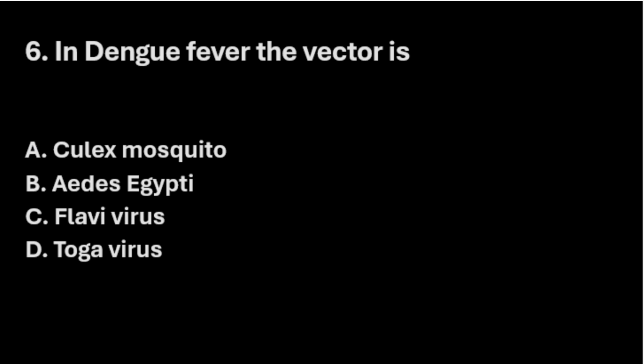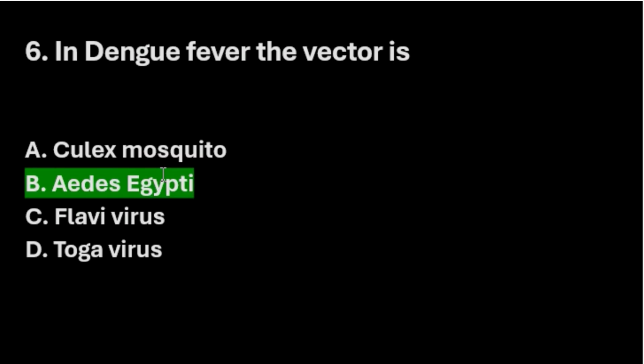Next question, in dengue fever, the vector is option A Culex mosquito, option B Aedes aegypti, option C flavivirus, option D toga virus. The right answer here is option B Aedes aegypti. Here the first two options are two types of mosquito which are vectors, and the second two options like flavivirus and toga virus are the causative organism. So in this kind of questions, you can eliminate the last two options straight away so that you will end up with two options, Culex and Aedes. From that, you have to choose the right answer.